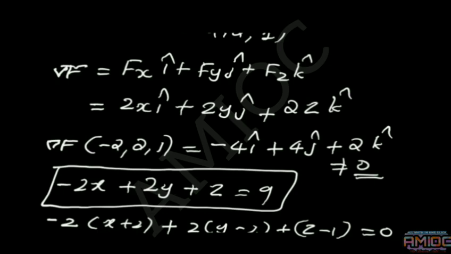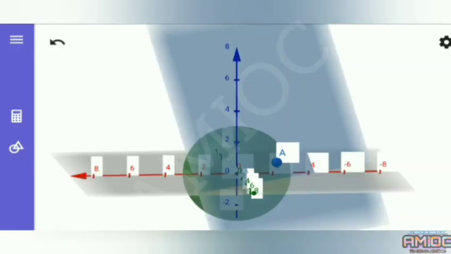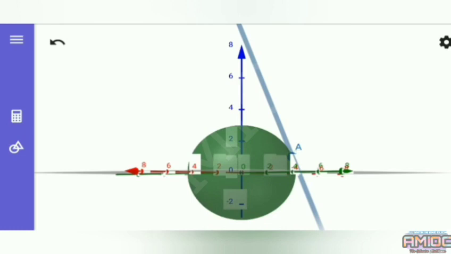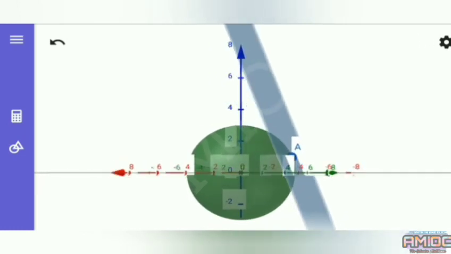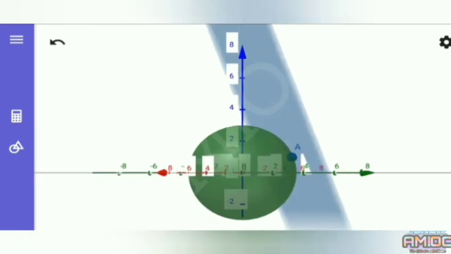Now we can look at the geometry if we plot this tangent plane at the point (-2, 2, 1) on the level surface x square plus y square plus z square equal to 9. We have evaluated that the equation of the tangent plane is given by -2x plus 2y plus z equal to 9. Now we can plot this tangent plane at the point (-2, 2, 1). If we plot this at the point, the tangent plane looks like this. It is tangent to the level surface at the point (-2, 2, 1).